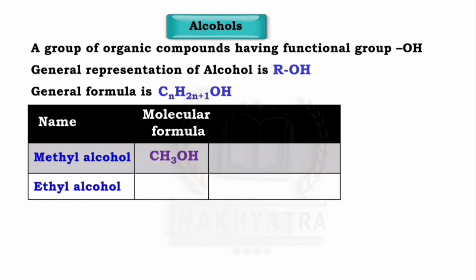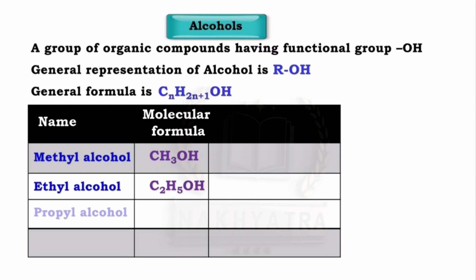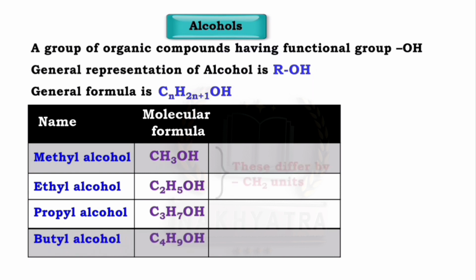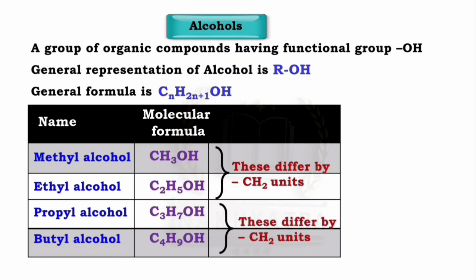Second is ethyl alcohol, and the molecular formula is C2H5OH. Then propyl alcohol, C3H7OH, and butyl alcohol, C4H9OH. Now see here, these two differ by CH2 units, right? As you can see, they differ by CH2 units. And between these two, it is also a difference of CH2 units only.